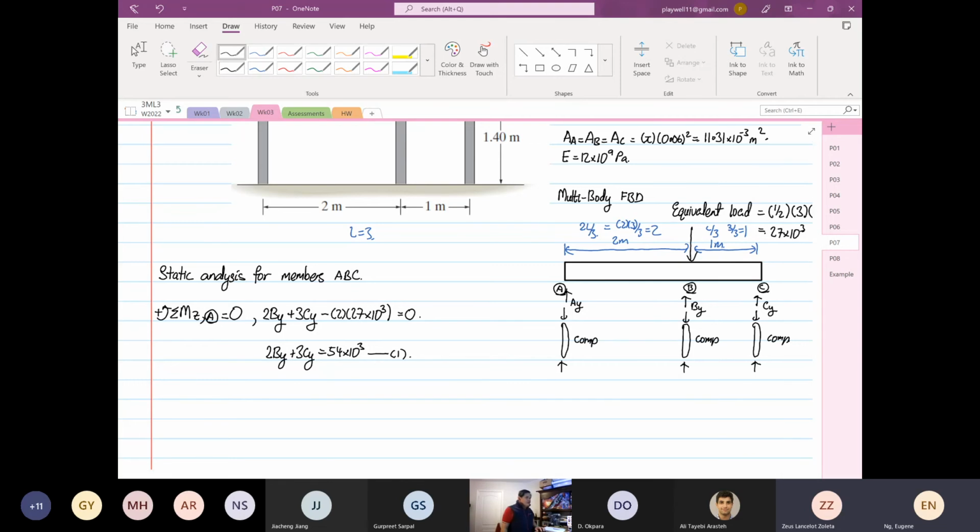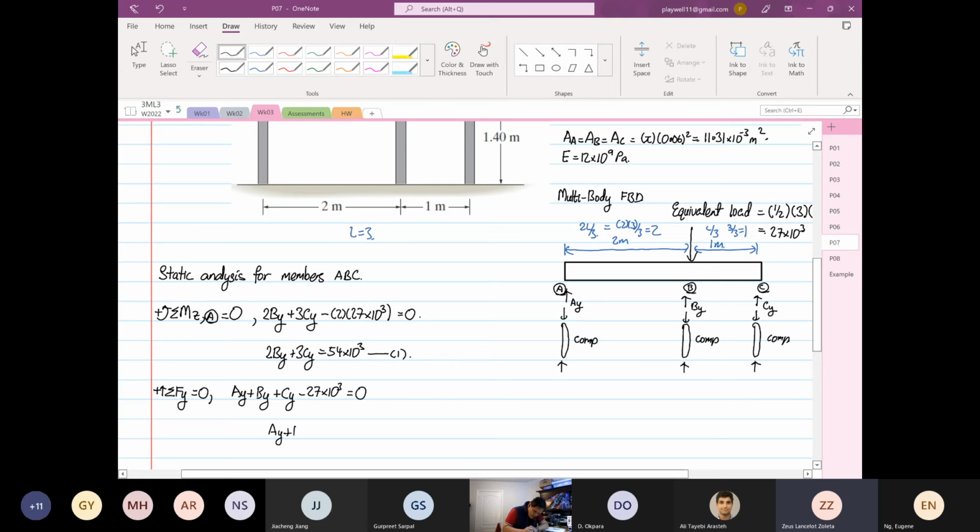Then the next one, we are going to take summation of forces in the y direction. The whole thing will be equal to 0, right? So this is equal to AY plus BY plus CY minus 27 times 10 to the power 3 is equal to 0. So we form AY plus BY plus CY is equal to 27 times 10 to the power 3. This is your equation number 2. Okay.